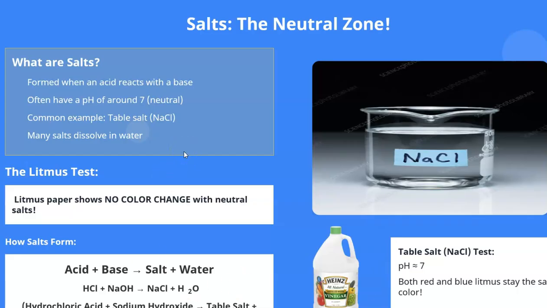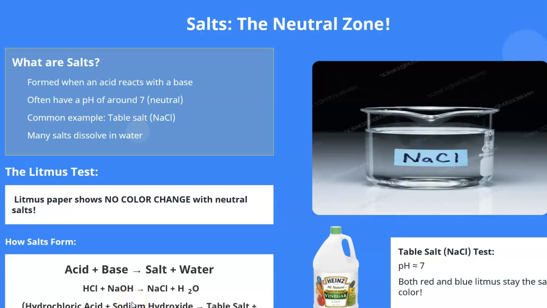So let's proceed to the next part. The salts, the neutral zone. What are the properties of salts? They are formed when an acid reacts with a base. They often have a pH of around 7, which is neutral. A common example is the table salt, or NaCl. Many salts dissolve in water. Using the litmus test, litmus paper shows no color change with neutral salts.